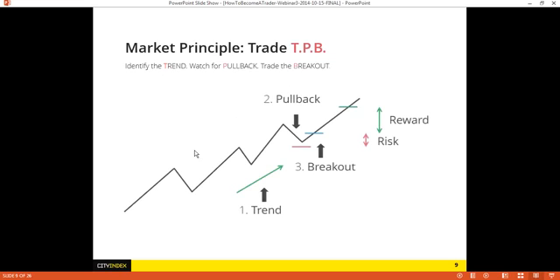So again, preferably you want a profit that is a multiple of your defined risk. And I showed this last time too. I'm going to go over my tools in a second, but this is my market principle. Basically, we're looking for the trend, TPB. We're looking for the trend, we're looking for a pullback, we're looking for a breakout.